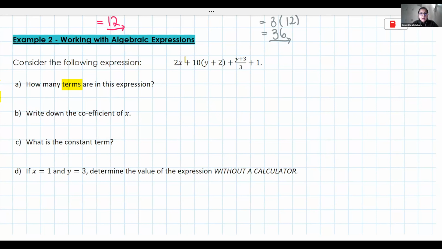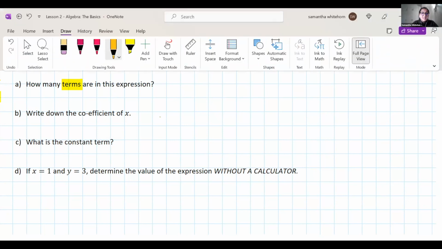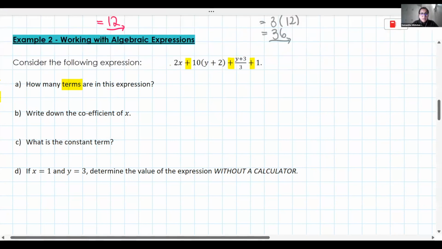So the only plus signs or minus signs that I actually care about are these ones that I'm highlighting in yellow. The other two are either in a fraction or in a bracket, and I don't care about those, at least not for term identification. What this does is identify my terms for me. So 2x is my first term. The 10 times the bracket y plus 2 is my second term. My fraction of y plus 3 over 3 is my third term. And then that plus 1 right at the end is term number 4.